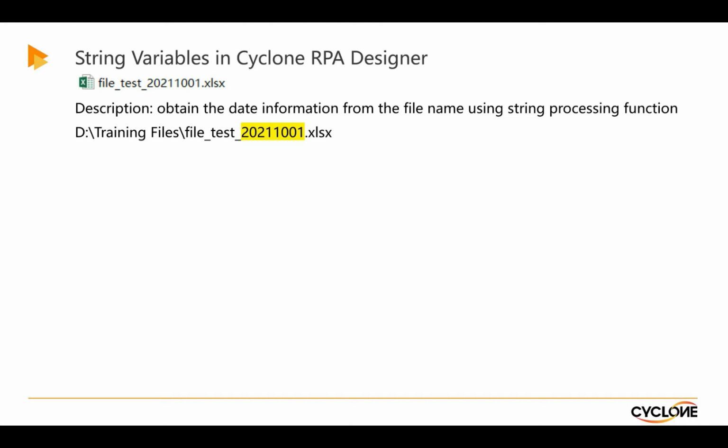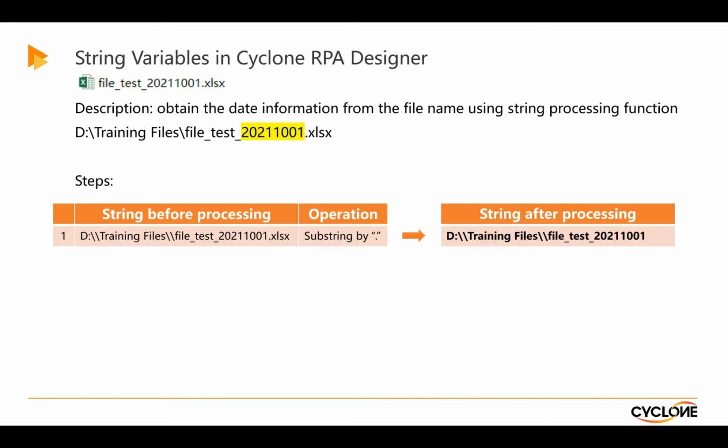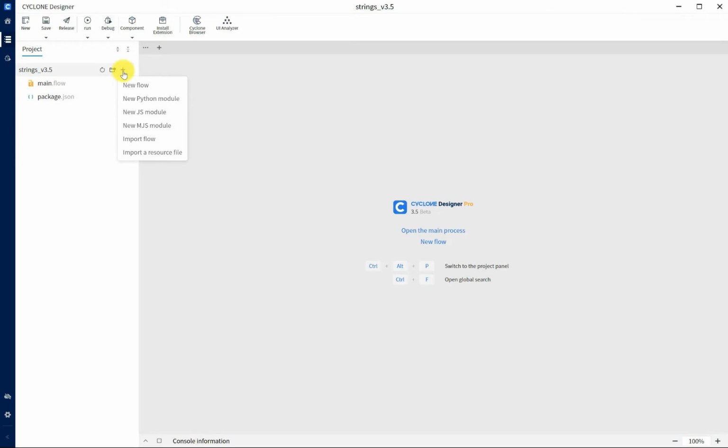Now, let's use Cyclone RPA Designer to develop the process. First, let's design the steps of the processing. Step 1, we will use substring function to get the part before the dot, and the rest should be discarded. Now we can develop this step in Designer. First, we create a new flow and change the flow name to string processing.